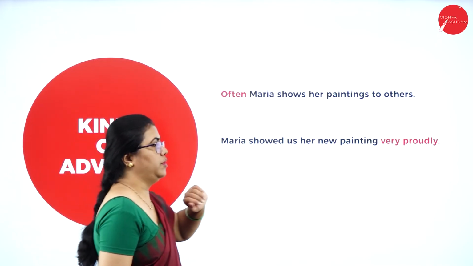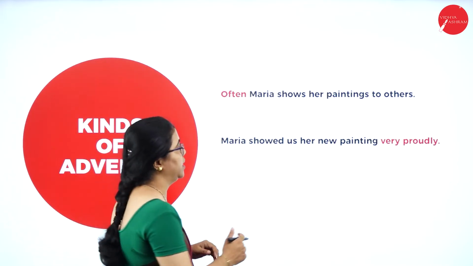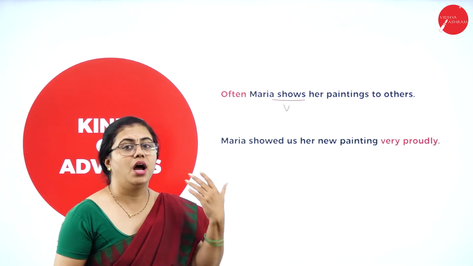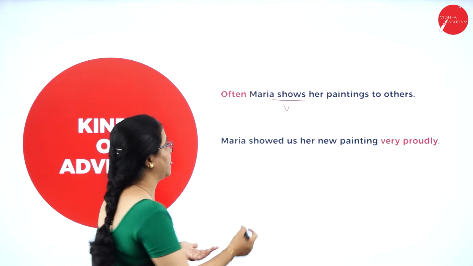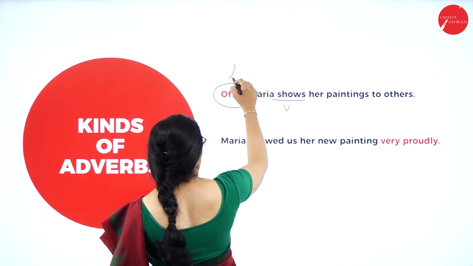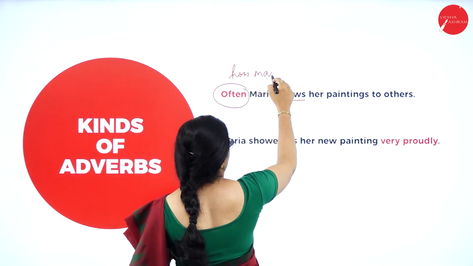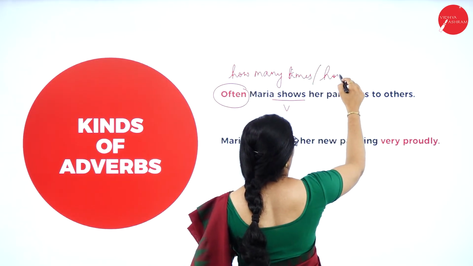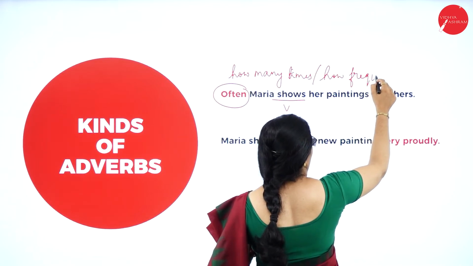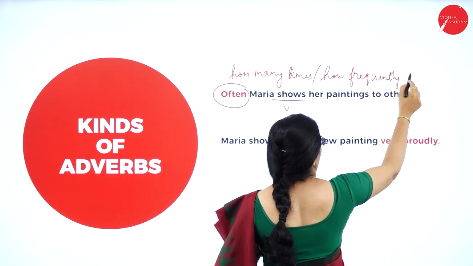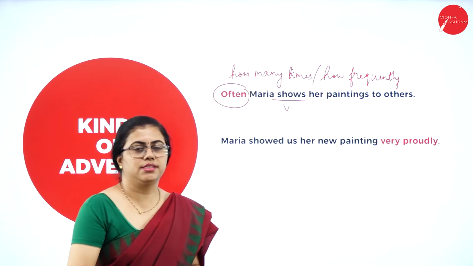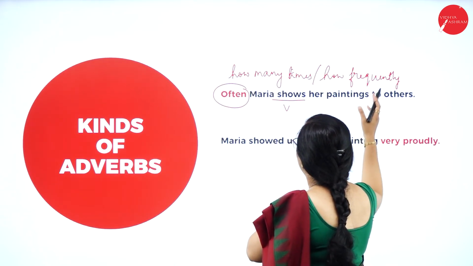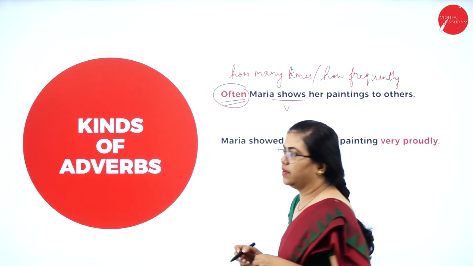That is, often Maria showed her paintings to others. So this is the verb here, and how many times does she show? How frequently does she show? So this is answering the question, how many times, or how frequently? Frequency means how many times something has happened. So here, how many times or how frequently, this is the word that is giving the answer for it.